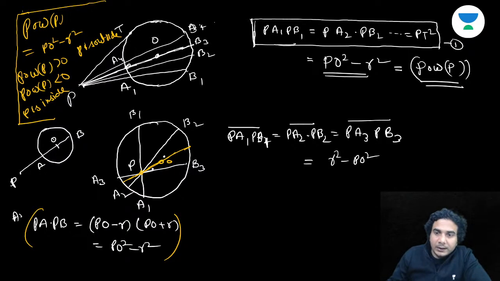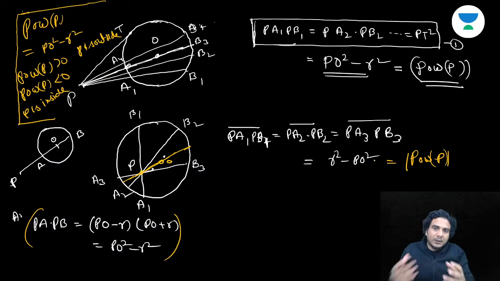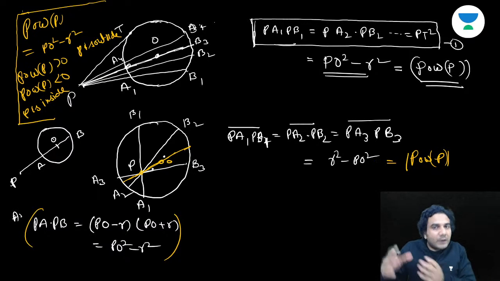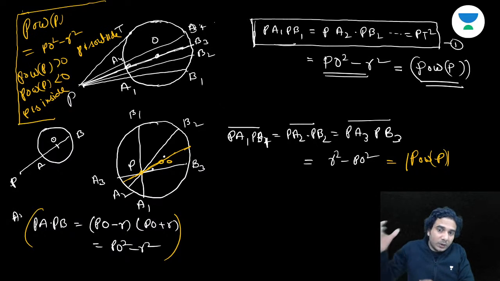Right? So these values are equal to R square minus PO square, which can be written as mod of power of point, or minus of power of point P in this case. In this case, when the point is inside, because these values are positive, the magnitude of power of point is equal to these values, but power of point is negative, so I'm putting mod.